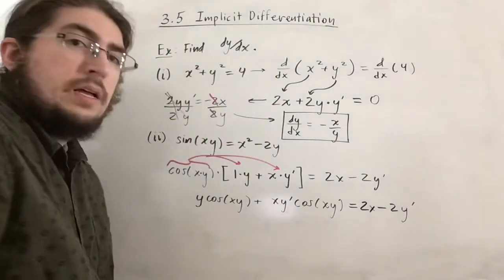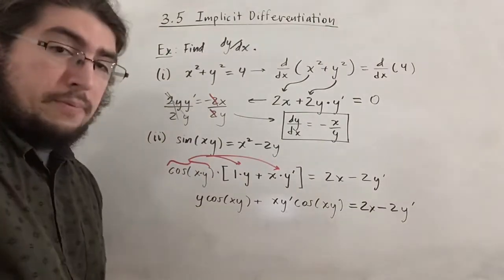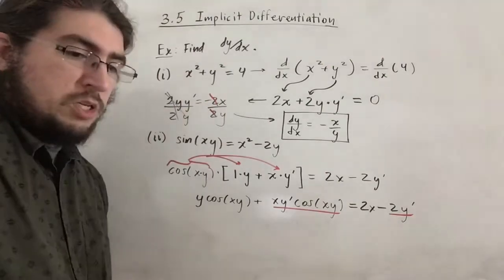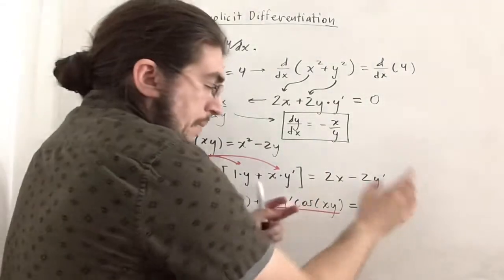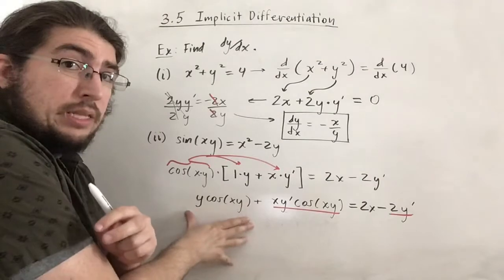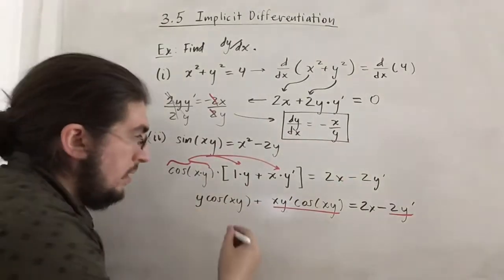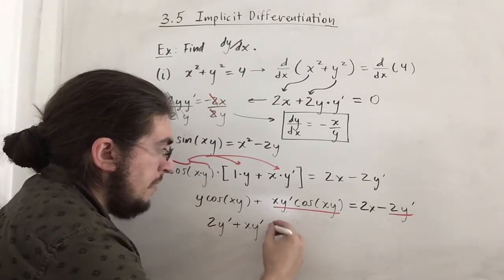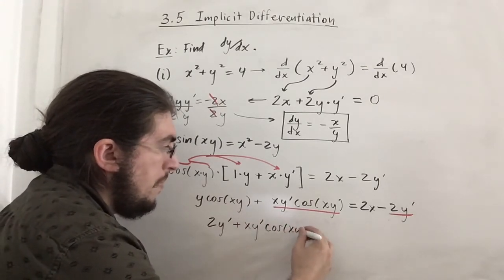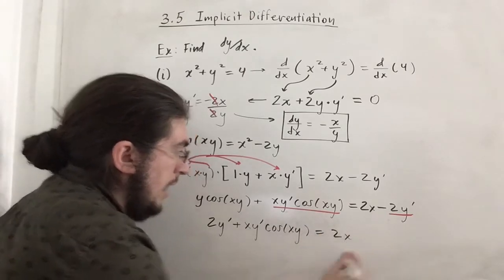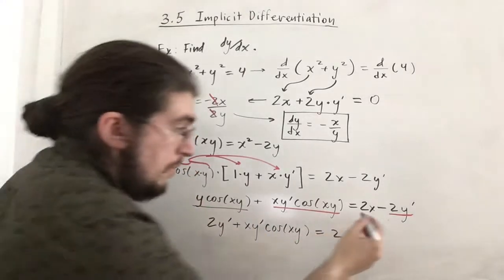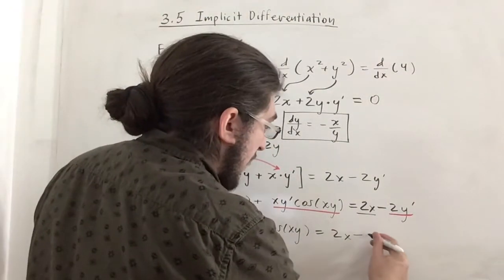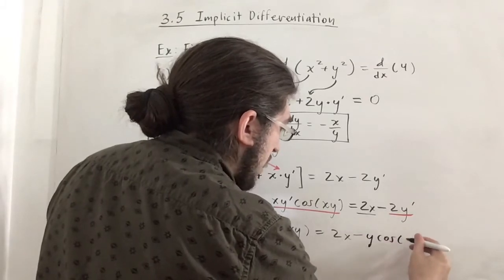Perfect. So again, we want to get y prime by itself, and what are the y prime terms? It's this one and this one. So I'm going to add this to the right and simultaneously subtract this non-y prime term to that side. So here's what we'll get. We'll get 2y prime plus xy prime cosine of xy equals 2x, and then again, this guy here is a non-y prime term, just like this one is. So I'm going to subtract that to the right. So it's minus y cosine of xy.